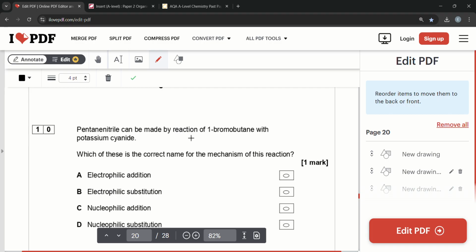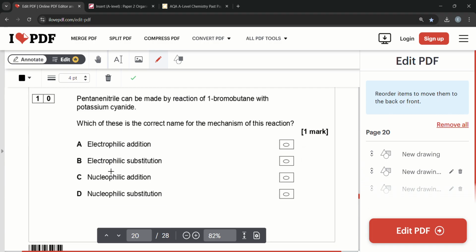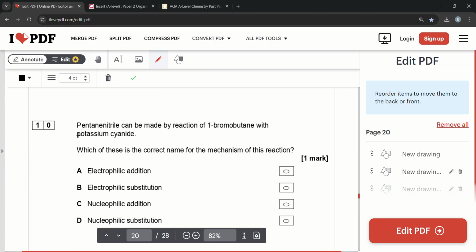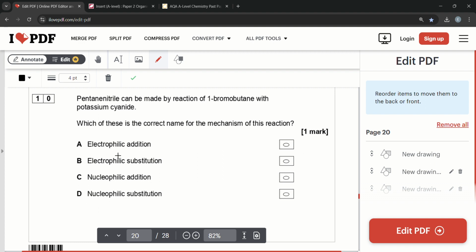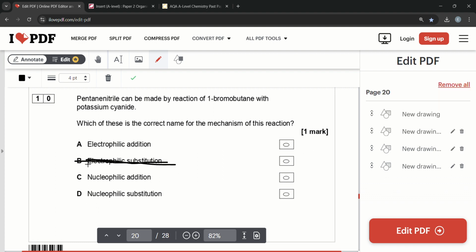Pentanenitrile can be made by reaction of 1-bromobutane with potassium cyanide. Which is the correct name for the mechanism of this reaction? Electrophilic substitution, no, this is year 1, that is in year 2. Nucleophilic addition, that's in year 2 as well. And obviously you wouldn't have gone through this if you were doing this paper. Well, if you're doing it in year 2, like I am, then it's going to be a lot easier because you can just cross out those two. Electrophilic addition, nucleophilic substitution.